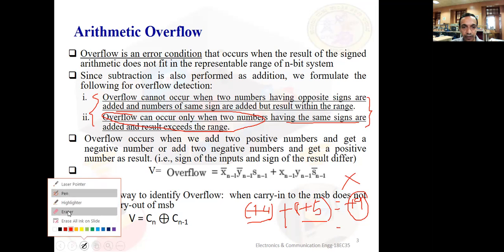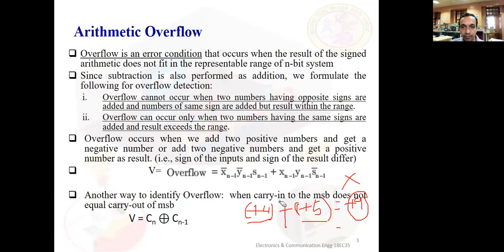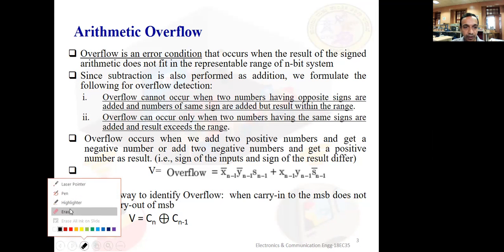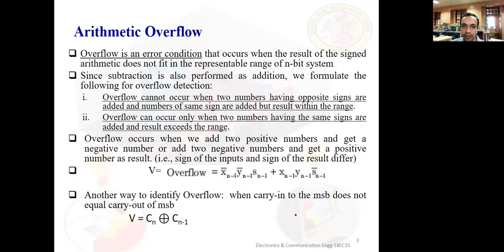Is there any simple method to know that overflow has occurred? By observation itself, we can find out whether overflow has occurred or not. One of the easiest methods is: when the input numbers are of the same sign and the result is of the opposite sign, there is an overflow. That means if you add two positive numbers and get a negative number as a result, that's an overflow. Or vice versa, you add two negative numbers but get a positive number, then that is also an overflow. This is one of the conditions.